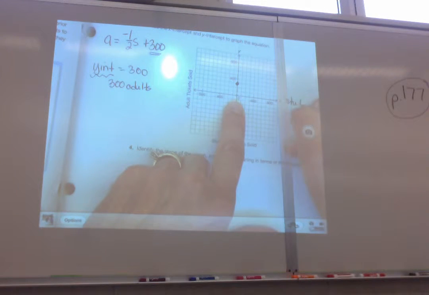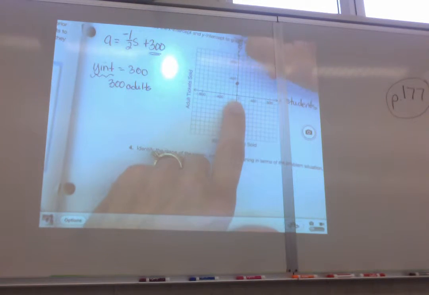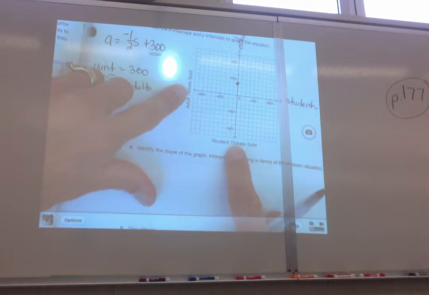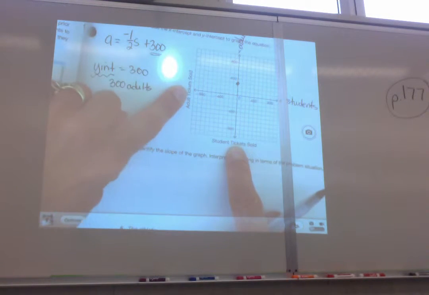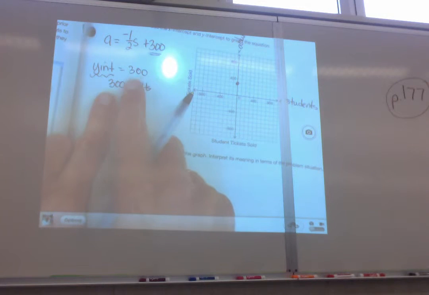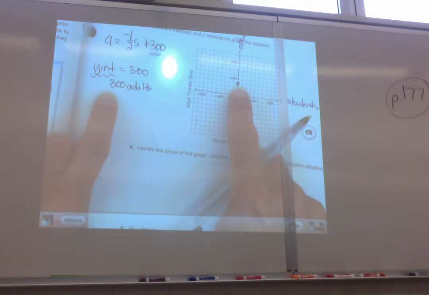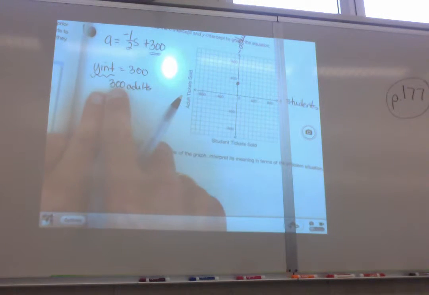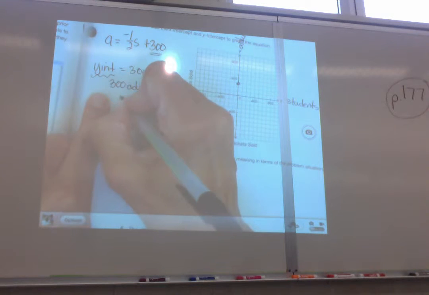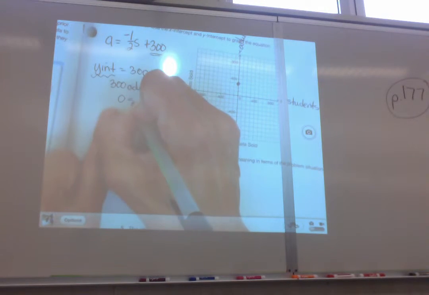And x, we said, is students, and the y we said is adults, based on what we're seeing right here and right here. Okay? So right here, this y-intercept we know from the equation is 300. We know how to put that on a graph. What that stands for is 300 adults and 0 students.